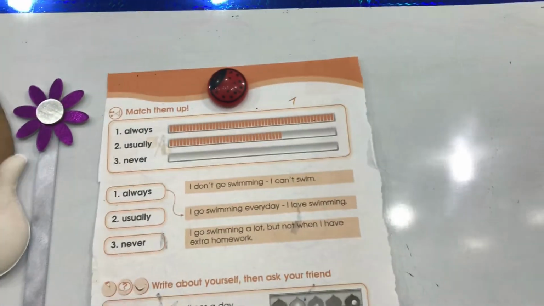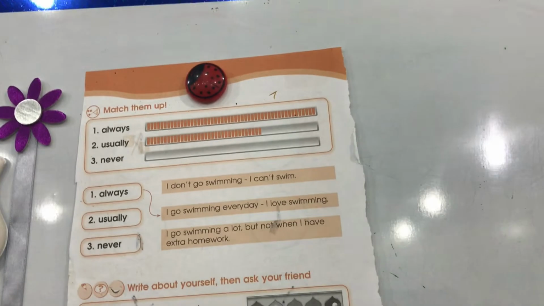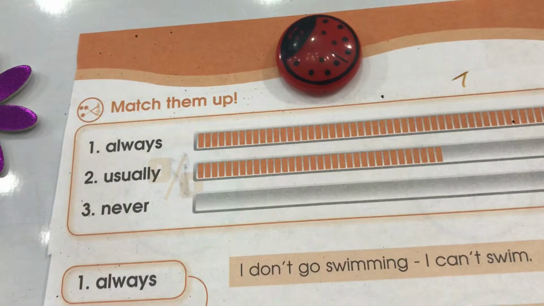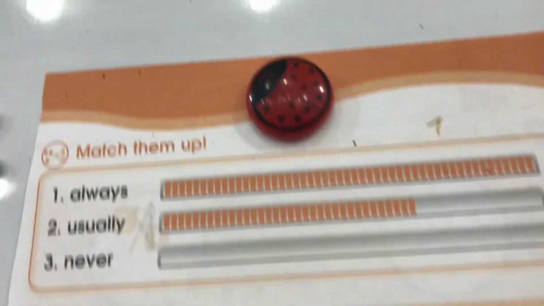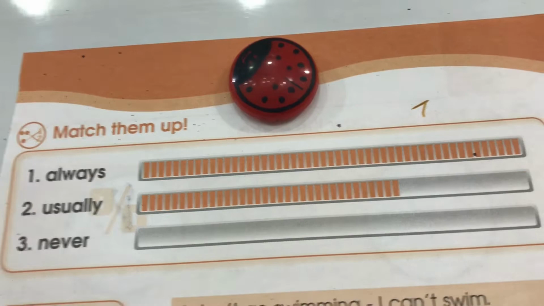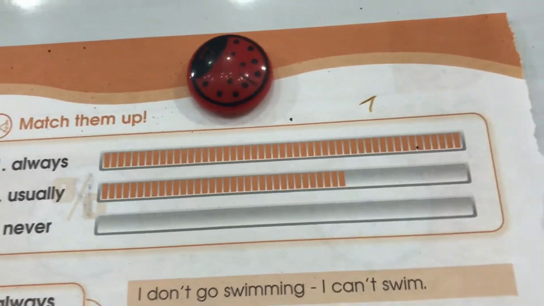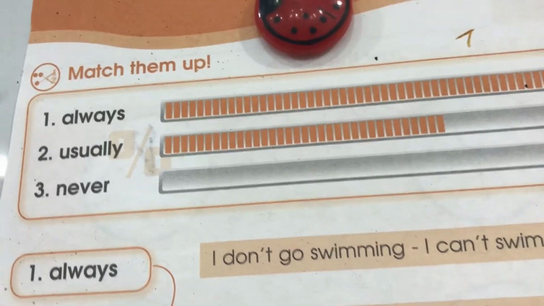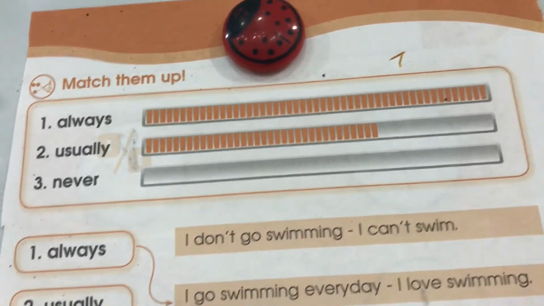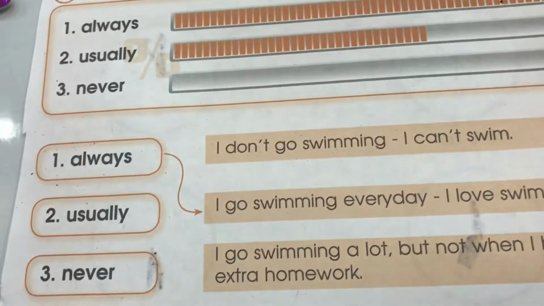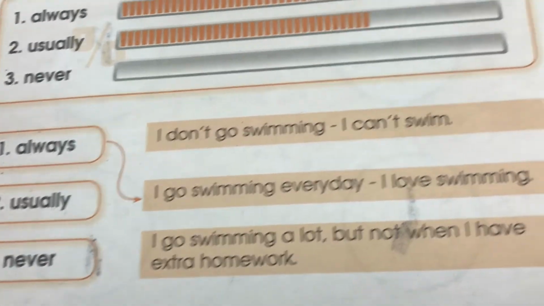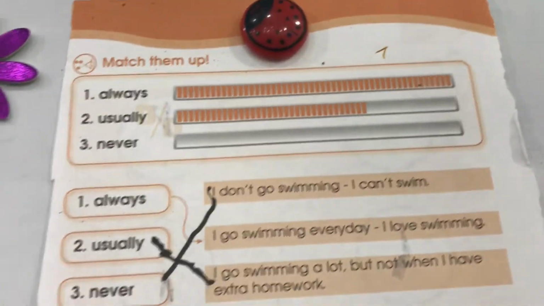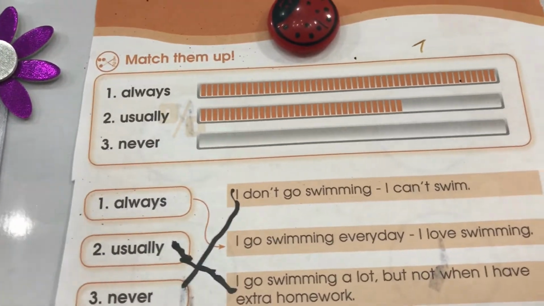Again, here we have a difference between always, usually, and never. Always means you can do anything every day, but usually you can do anything for 5 times or 4 times a week. Never means that you can't do anything. You don't like doing anything at all. Do you know the difference between always, usually, and never?